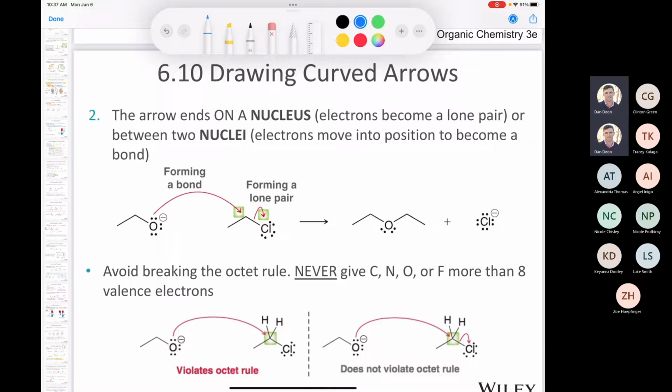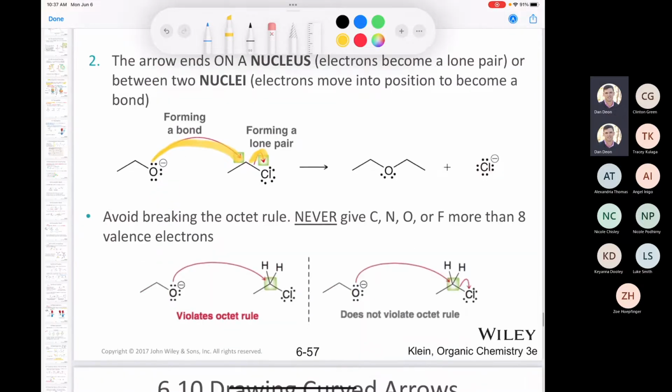Let's see here. For this first one, we're starting on a pair of electrons. We're going over to this nucleus. We're forming a bond. This one ends up on a nucleus. We're forming a lone pair. Avoid breaking the octet rule. So if you ever end up making 5 bonds to something, that would always be wrong.